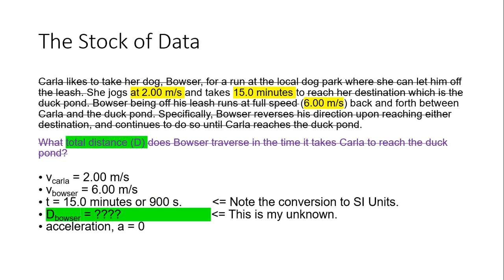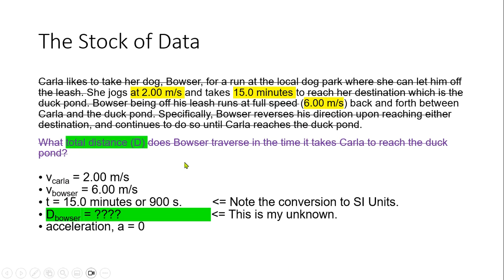So we're going to take our problem statement and cross out a bunch of stuff here. I'm going to highlight some things. 2 meters per second, that's Carla's speed, velocity. Okay, one-dimensional velocity. 15 minutes is the time. We're going to go ahead and convert that to 900 seconds because none of our formulas or quantities are really measured in meters per minute or anything like that. So we're going to convert that to a standard SI unit. The dog's velocity or speed is 6 meters per second.